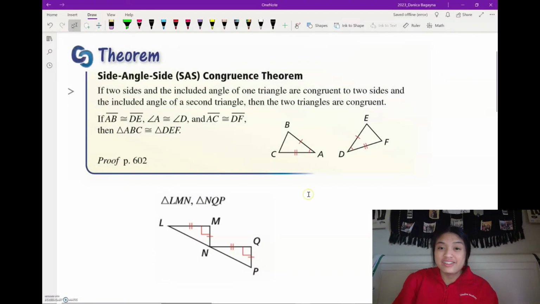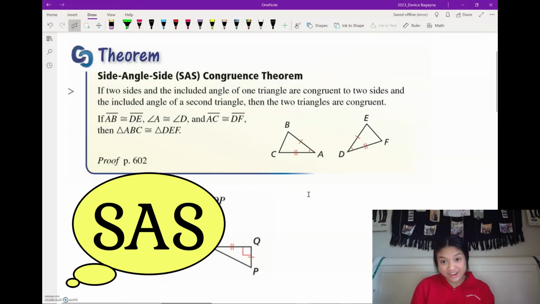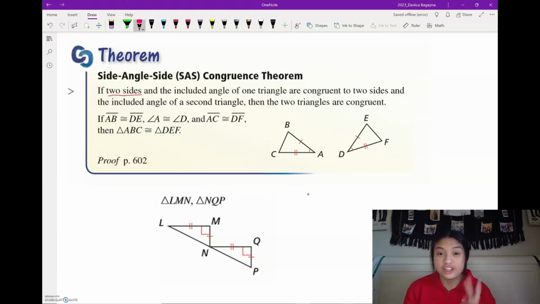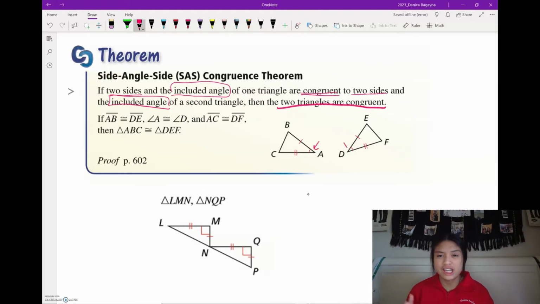So, the first theorem is the side angle side or SAS theorem. If two sides and the included angle are congruent to the two sides and the included angle of the second triangle, then the two triangles are congruent. The included angle is basically just like the vertex or meeting point of the two congruent sides.